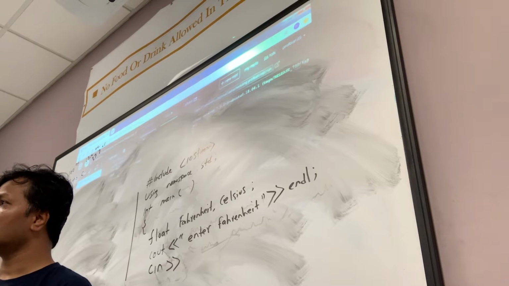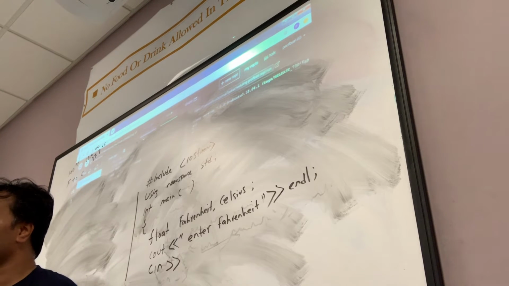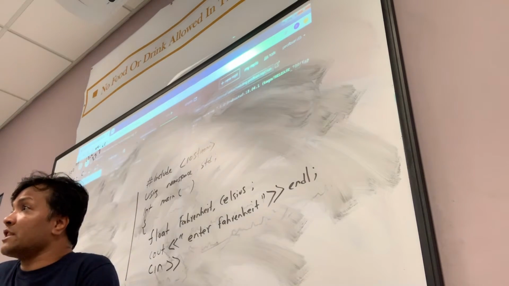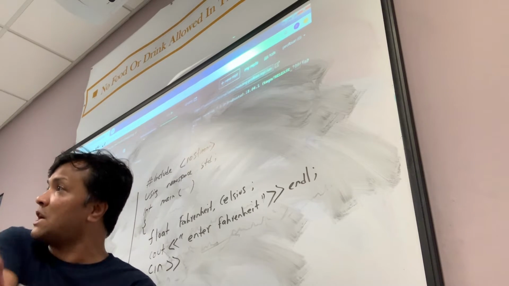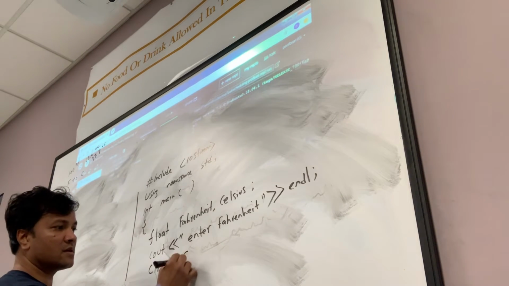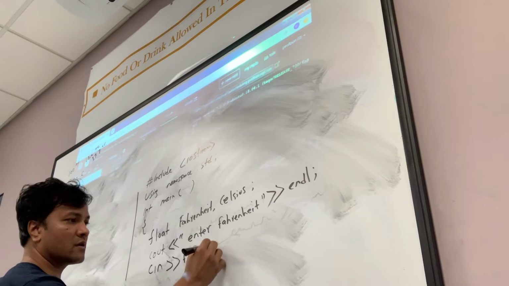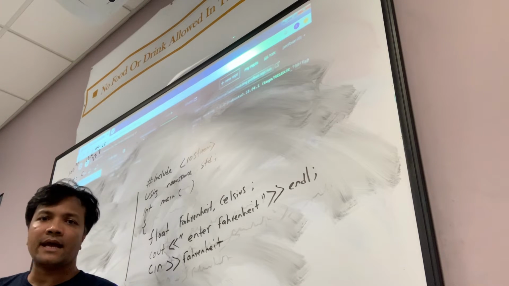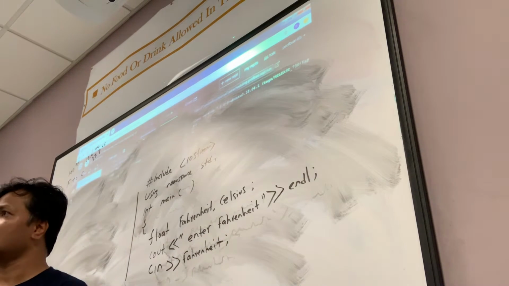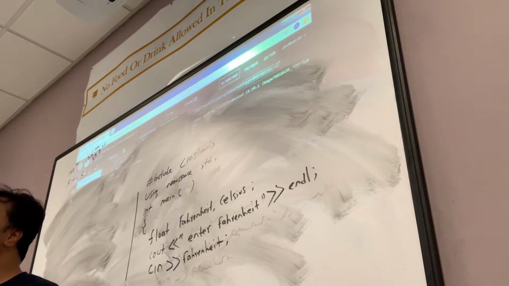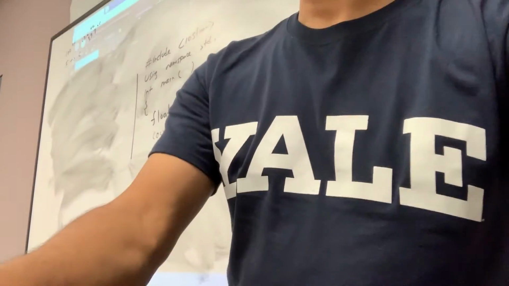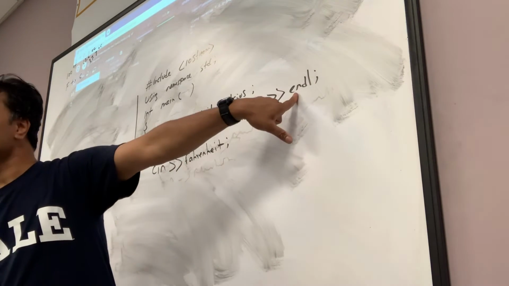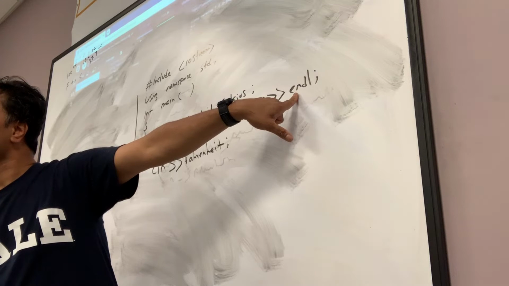What do you need to write? Fahrenheit. Why not Celsius? Did you type Celsius on the terminal? No. So you cannot suck it up. You suck up the one that you typed. So you have to write Fahrenheit. Now what do you have to do? Semicolon. Yes.